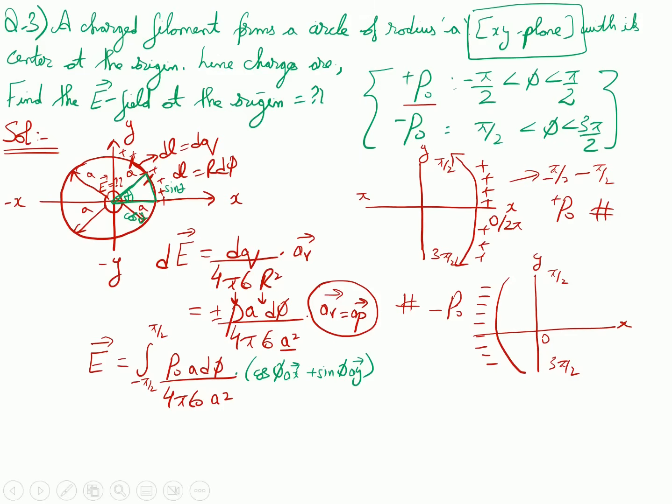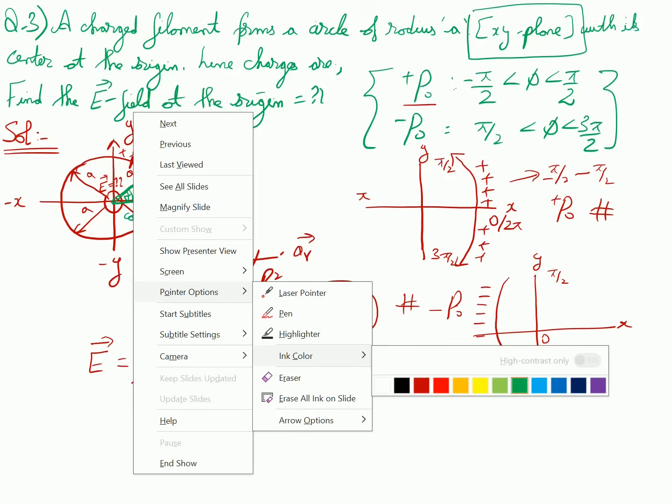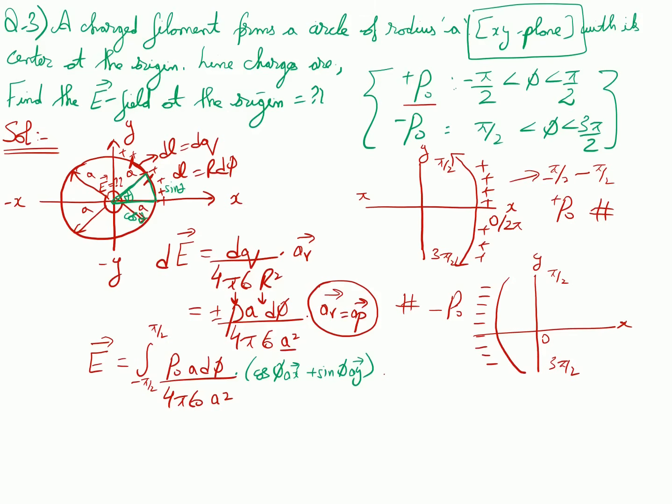Similarly, my equation then continues to be the second part, which is the integral from pi by 2 to 3 pi by 2, and the value comes out to be negative rho, then the distance a d phi divided by 4 pi epsilon naught into a square. Again, the value of this unit vector comes out to be cos of phi a of x plus sine of phi a of y. So this is the complete equation which I am getting based on the visual data which I have gathered.